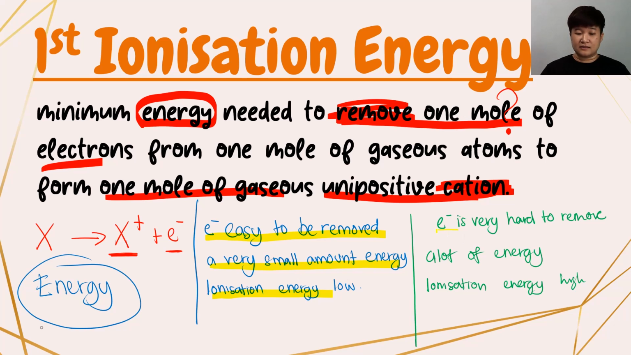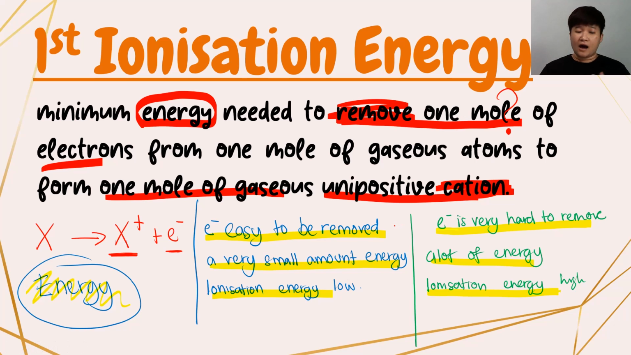I hope it makes sense to you that when your electron is very hard to remove, you will require a lot of energy to remove that electron because it's very hard to move it away. So you need a lot of energy to throw it out. Therefore, your ionization energy will be extremely high. Bear that in mind, we are talking about energy.